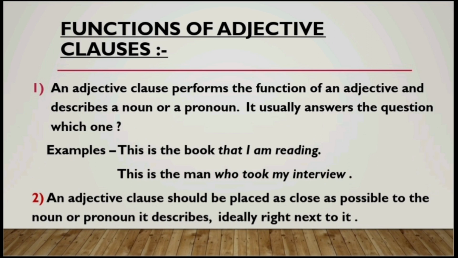Functions of adjective clauses. Number 1. An adjective clause performs the function of an adjective and describes a noun or a pronoun. It usually answers the question which one. So basically an adjective clause performs the function of an adjective, and you should know what the function of an adjective is. An adjective describes a noun or a pronoun. So whenever an adjective clause is there in the sentence, it will be seen describing a noun or a pronoun, and it usually answers the question which one.